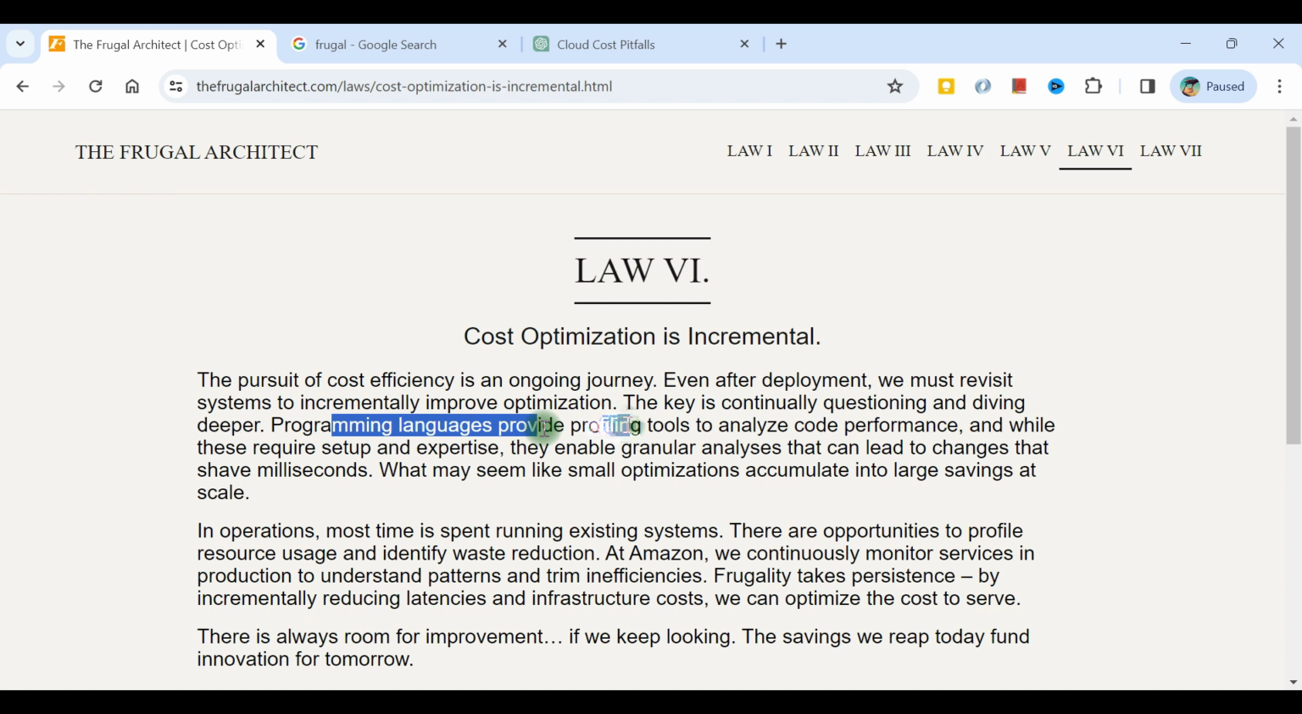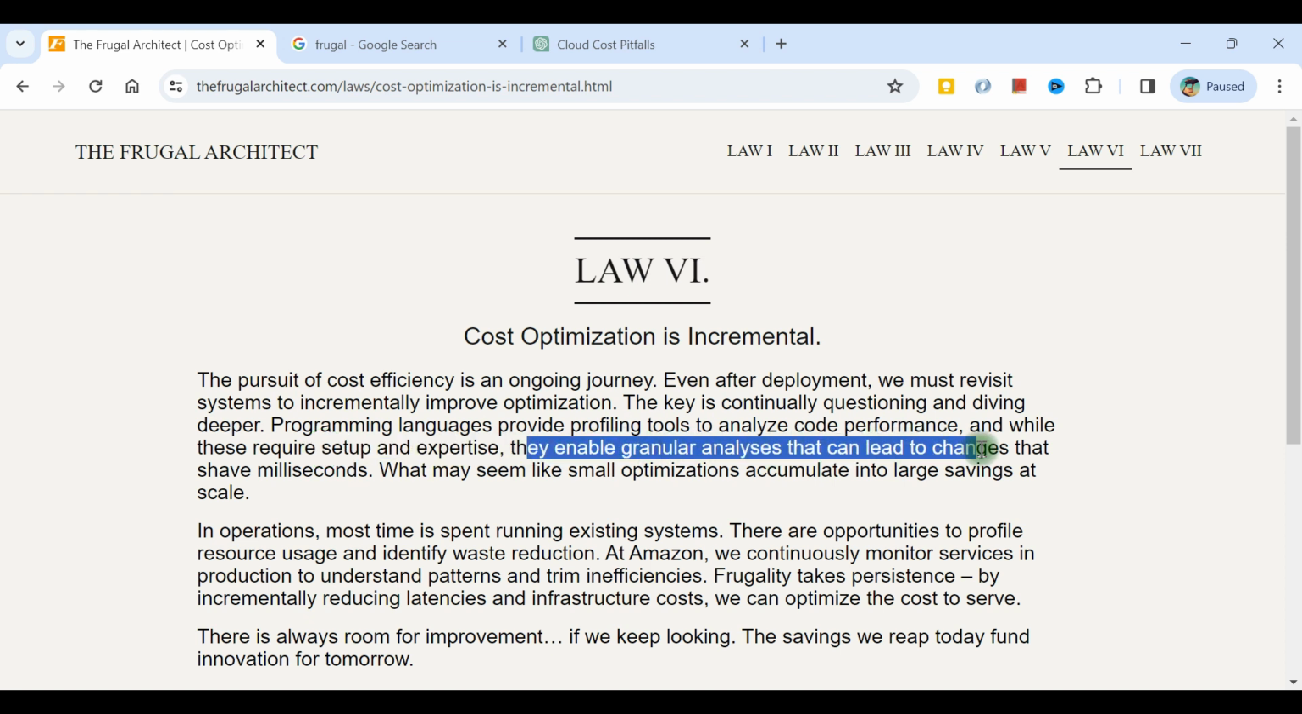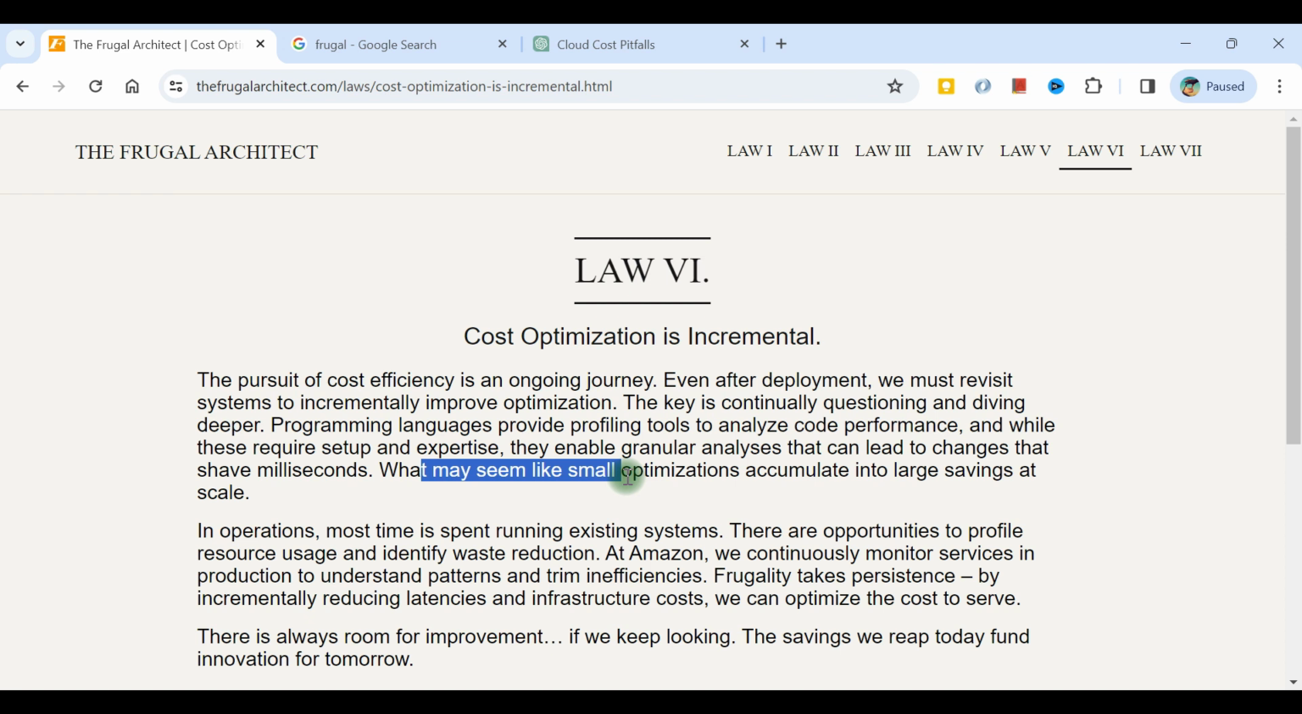Programming languages provide profiling tools to analyze code performance, and while these require setup and expertise, they enable granular analysis that can lead to changes that save milliseconds. What may seem like small optimizations accumulate into large savings at scale. In operations, most time is spent running existing systems. There are opportunities to profile resource usage and identify waste reduction.